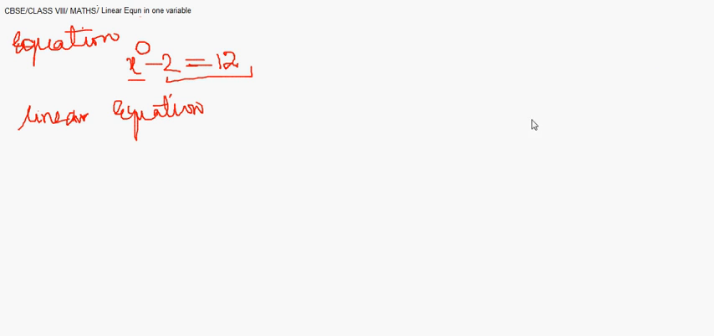Now we learn how to solve these linear equations. Now x minus 2 is given to be 12. This being a very simple linear equation, we can think of what value of x minus 2 gives us 12. We can think that this is 14. So x will be 14. But this is not always as simple and we can't think all the time. So we'll need to also learn how to solve it directly.